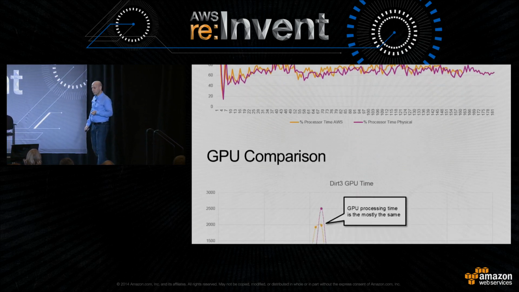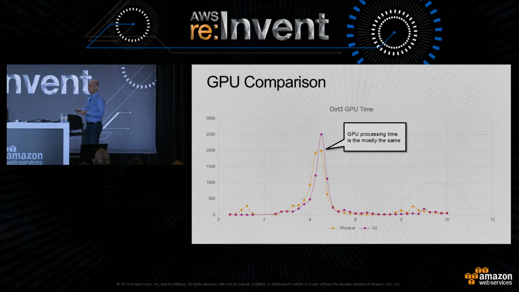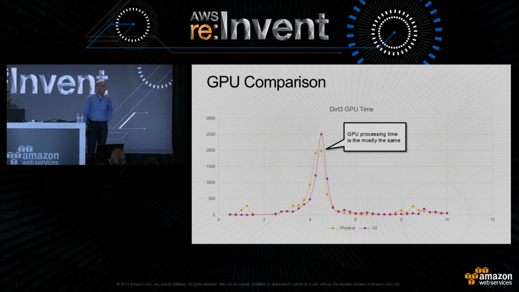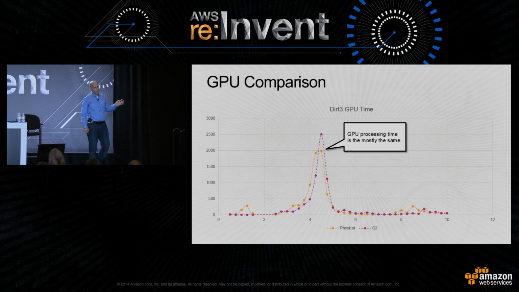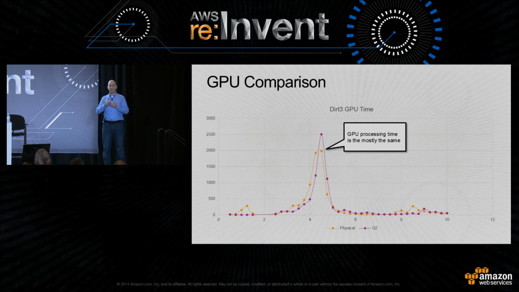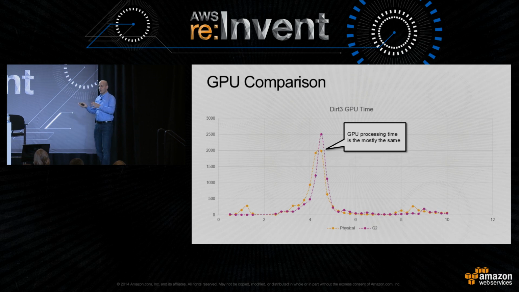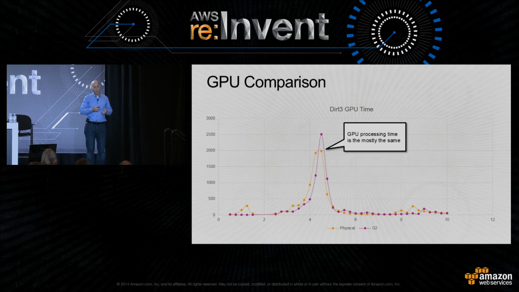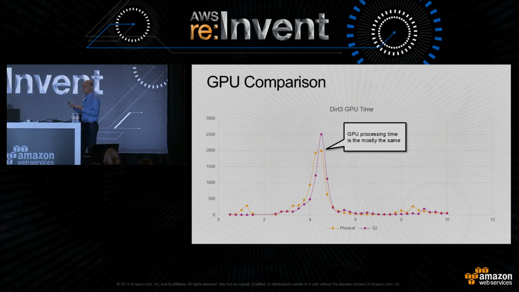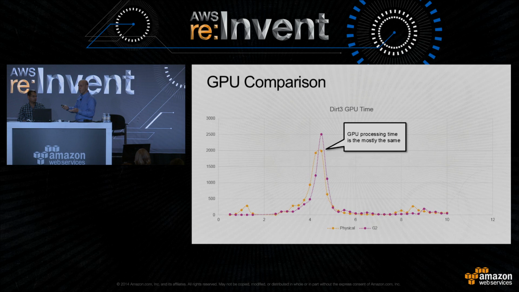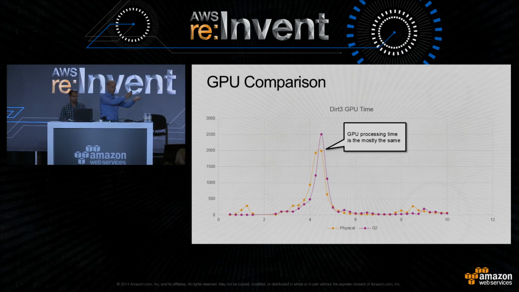So the G2 has an NVIDIA Grid. The Grid card is the GPU that we are using on the G2. What you see here in the graph is a histogram. We took the Dirt 3 game and we played it on a bare metal server, on a physical server, and on the G2. And then we measured how much time it takes to render a frame. So when the game sends a frame to the GPU, it takes time to render the frame, and then you get the frame back, and you can encode it and send it as video.